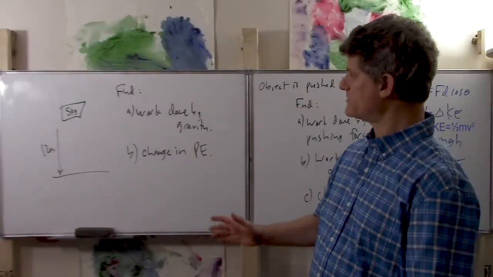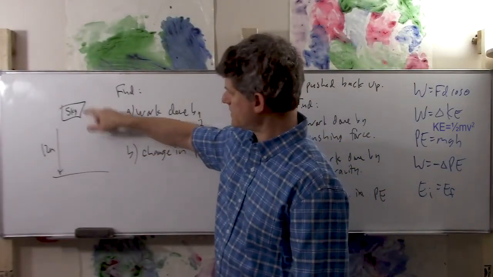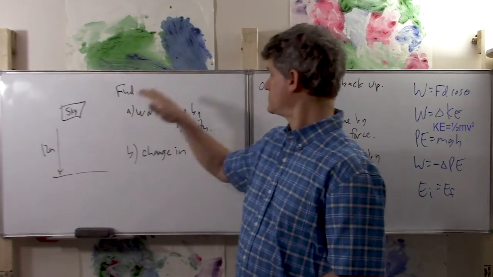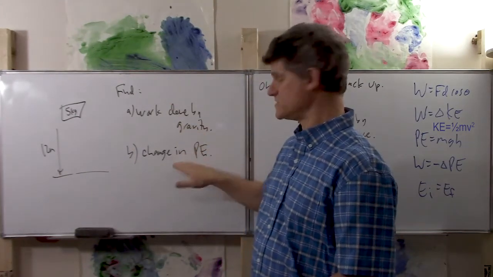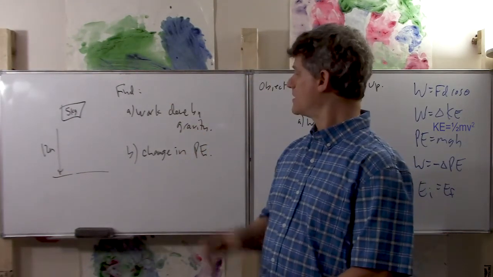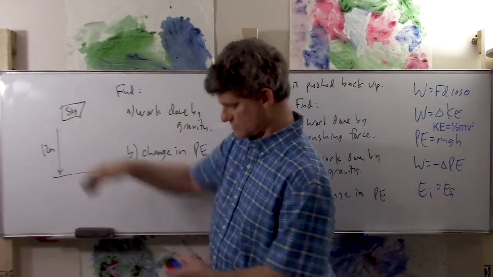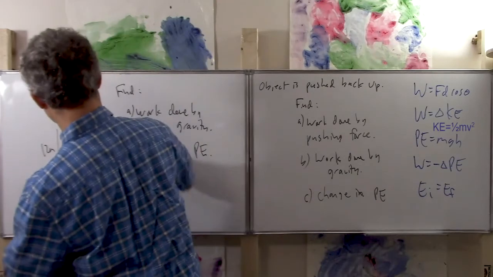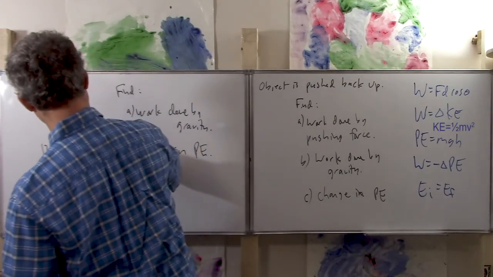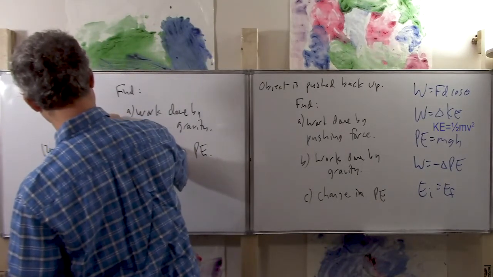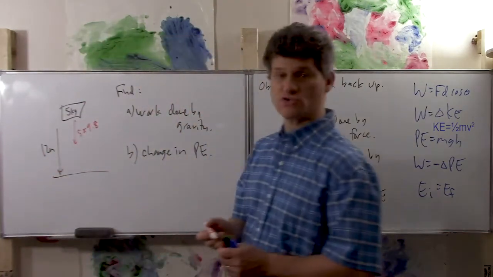All right, so we have an example here. A 5 kilogram mass falls through 12 meters. So we want to find the work done by gravity and the change in potential energy. So the work done by gravity is, as we've said before, the force mg times the displacement, which is 12.